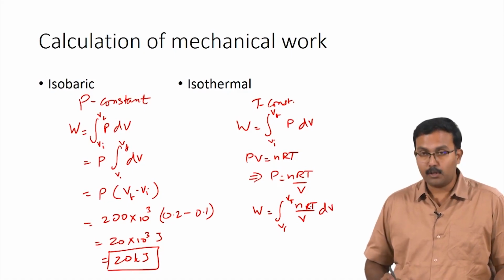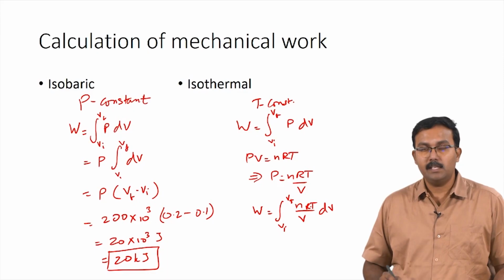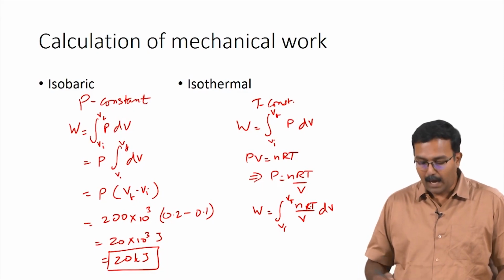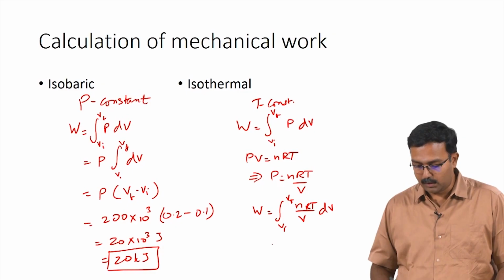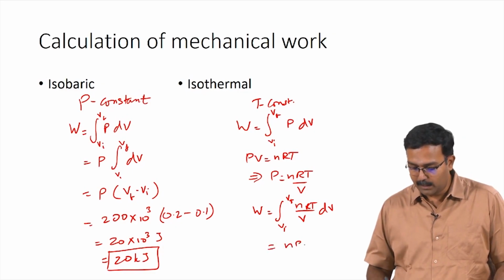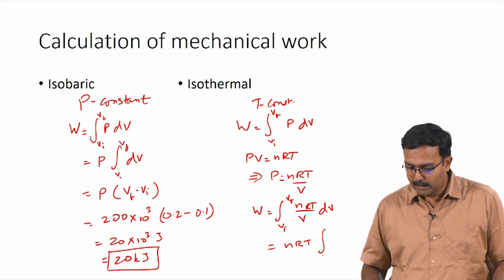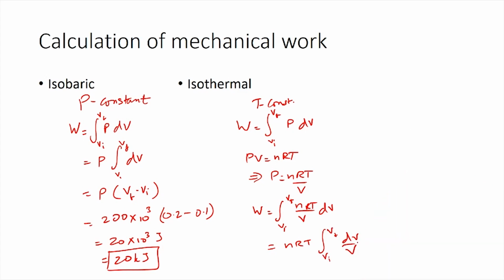Temperature is a constant, number of moles is not changing because there is no reaction happening here. R is the universal gas constant, which is also a constant. So, this equation then becomes nRT times integral of V initial to V final dV divided by V. This can then be solved as nRT times ln of V final by V initial. So, integrating and applying the limits, we get this equation. Now, let us substitute the values for each of these things.